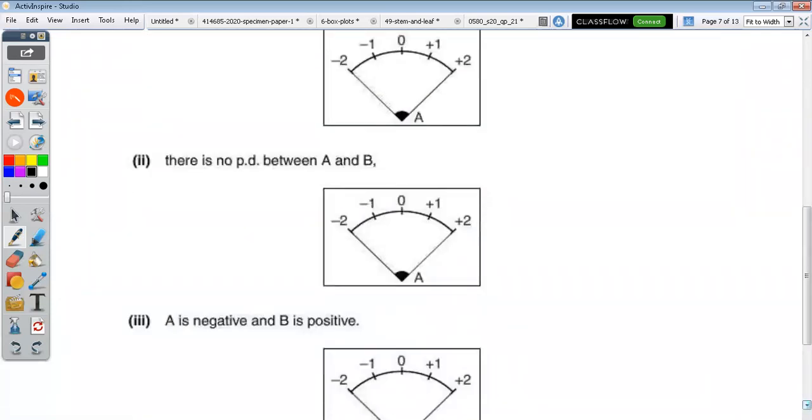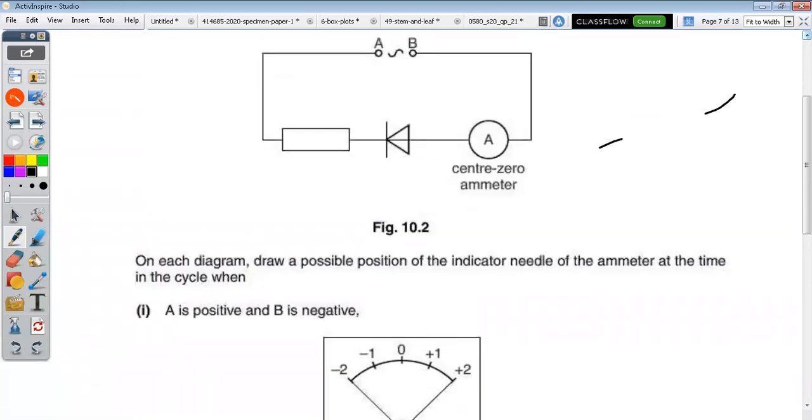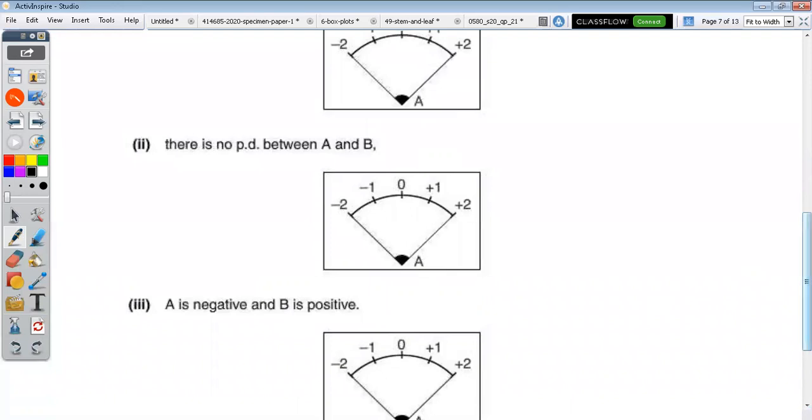Now what if A is negative and B is positive? So it's either the one deflects to the left, the other deflects to the right. Remember the direction of current. Current flows from what? So if A is positive and B is negative, positive to negative, the deflection is anticlockwise. The other one, the deflection is clockwise. Make sense?